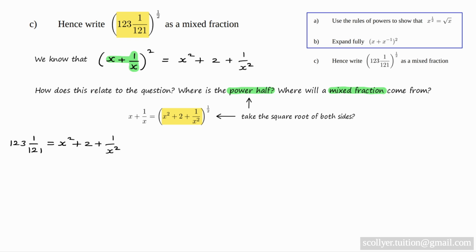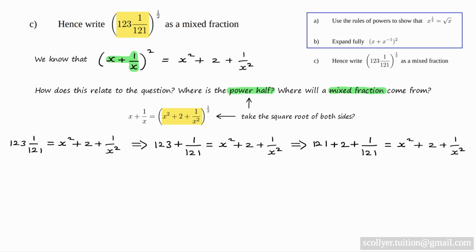Now, at the moment, the left-hand side doesn't look very much like the right-hand side, but we can improve on that by splitting up the left-hand side as follows, where we have rewritten 123 as 121 plus 2. And now we have 3 terms on the left-hand side and 3 on the right, which we can equate as follows. And so we can see that we must set x squared equals 121, giving x equals 11.